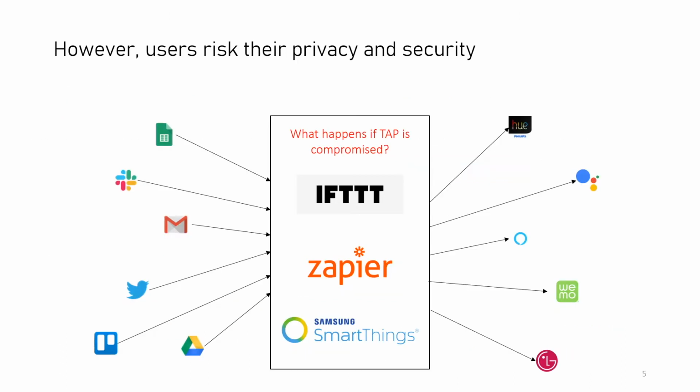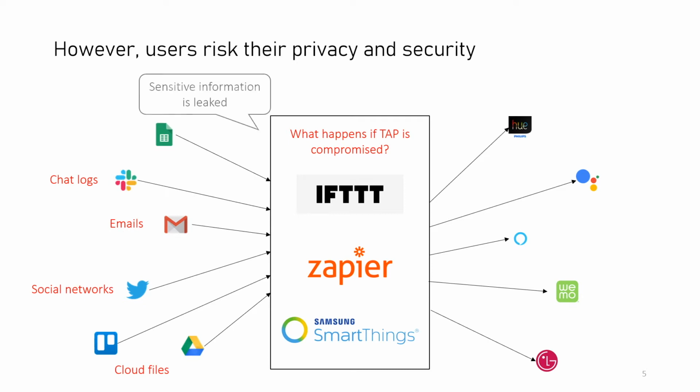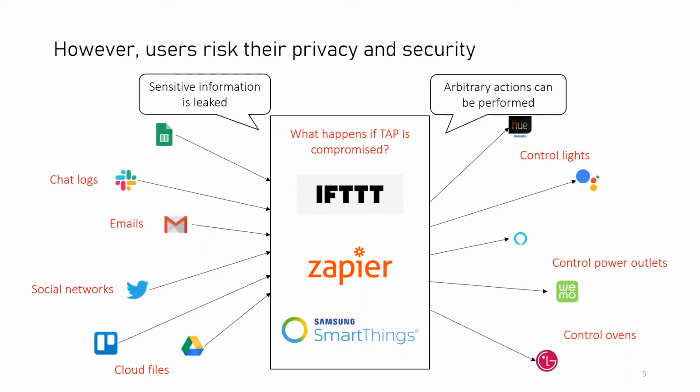However, as always, such convenience comes with a risk. TAP, by nature, is a cloud service, and the breaches of cloud services are commonplace. What would happen if these platforms were compromised? In this case, the attacker will have access to all kinds of private user data, such as chat logs, emails, and social networks. Even worse, they can control your smart home gadget, like a smart oven.